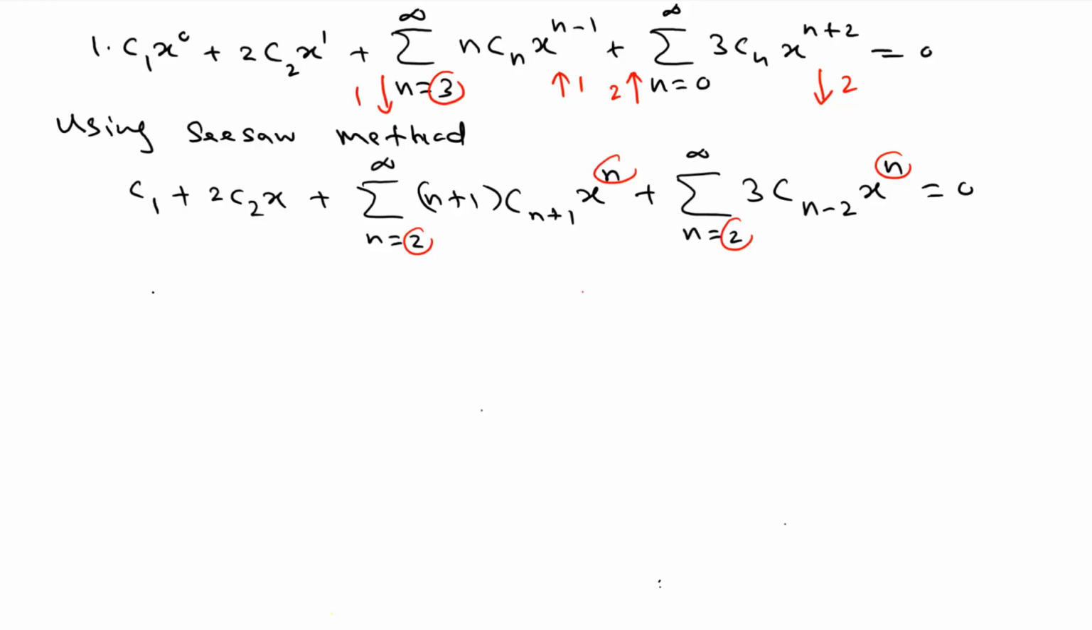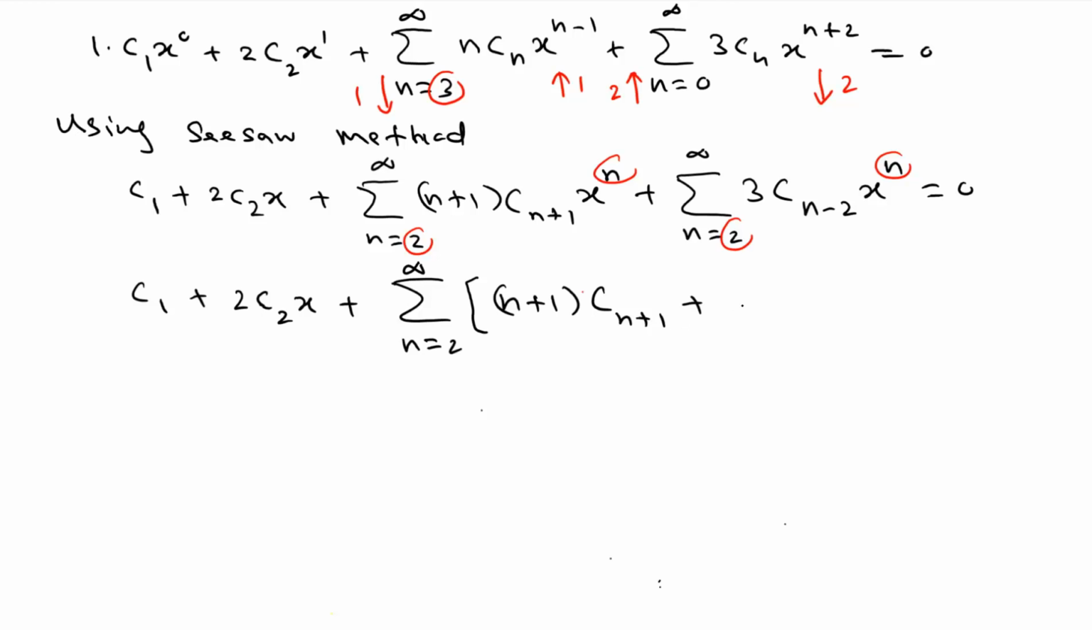So what you're going to get is c1 plus 2c2x plus, just add them, sigma n going from 2 to infinity. So we write the common, we just write the coefficients. So it is n plus 1 cn plus 1 plus 3 times cn minus 2, and we write the common power outside equal to 0.